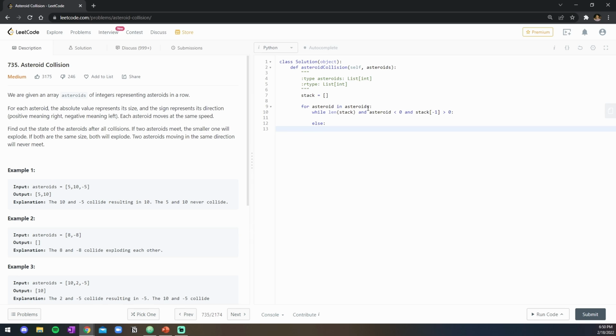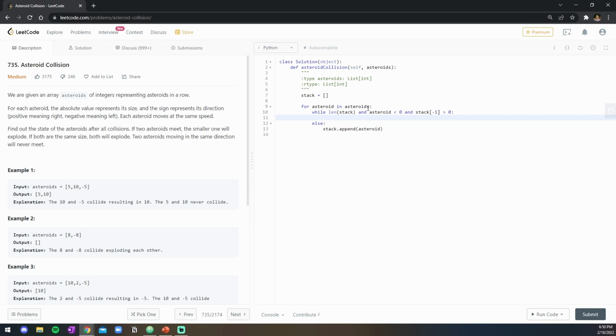Now what happens if the while loop is not met? So in an event that the stack does not have one item, and if the asteroid was positive, or if the value in the stack was negative as well, then you need to append it into the stack. So you do stack.append and append the asteroid into it. Okay, so what happens in an event that we do loop through this while loop?